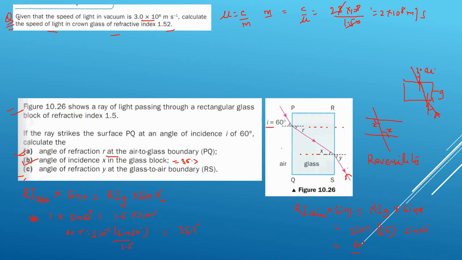Okay, 1 minute, I made some mistake. It should be 35.3 here, not 60, because x is 35.3, right? So sine 35.3. And without going through that also, you can solve it based on the reversibility principle: if it is 60, obviously y will also be 60. You don't need to go through the longer route.